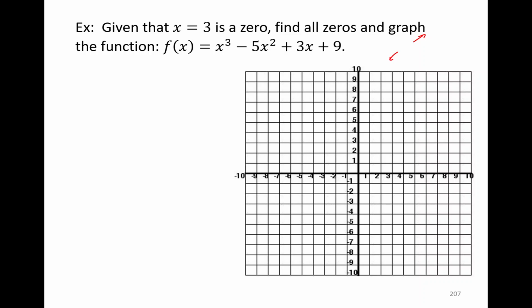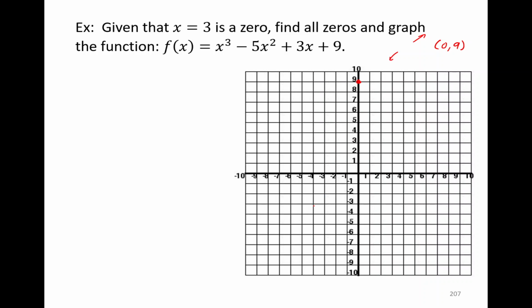In addition, we can find the y-intercept fairly easily. If we evaluate for x equals 0, that would be f of 0 equals 0 cubed minus 5 times 0 squared plus 3 times 0 plus 9, which would give us a y-intercept of the point (0, 9). And on my graph, I'll go ahead and put that information. So (0, 9) is a point.